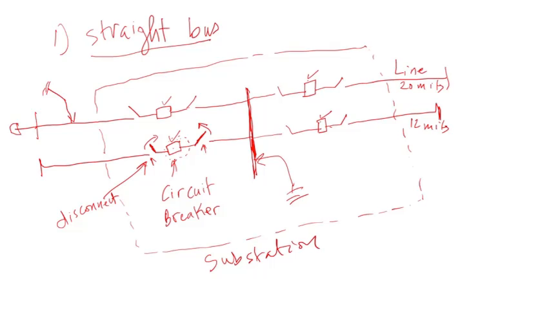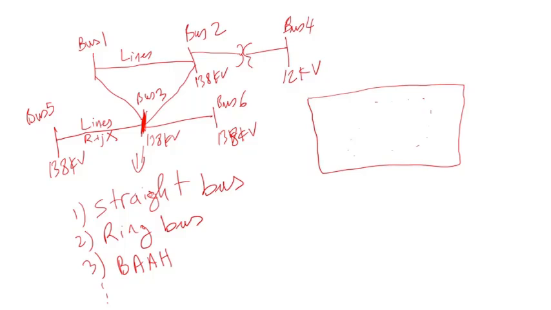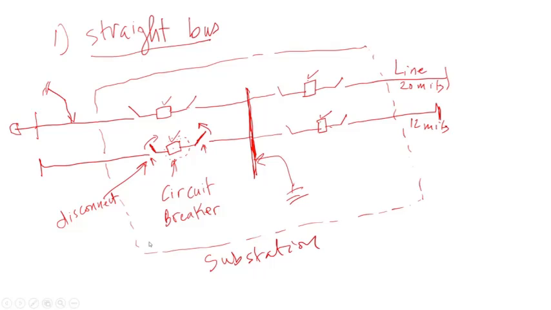I gave at least three common options for representing a bus: straight bus, ring bus, and breaker and a half. I went ahead and did a straight bus representation, and I talked about some of the disadvantages of a straight bus, and it has advantages too. Sometimes if you don't have space and budget is tight, a straight bus is the way to go.